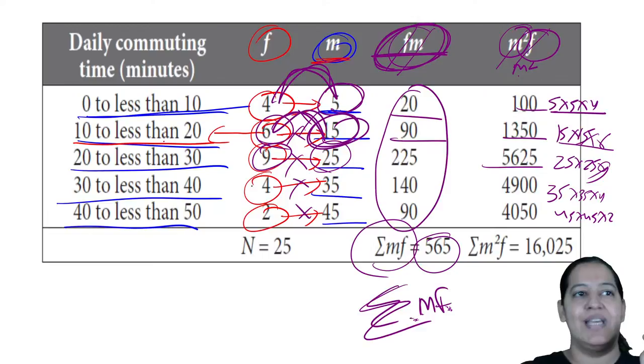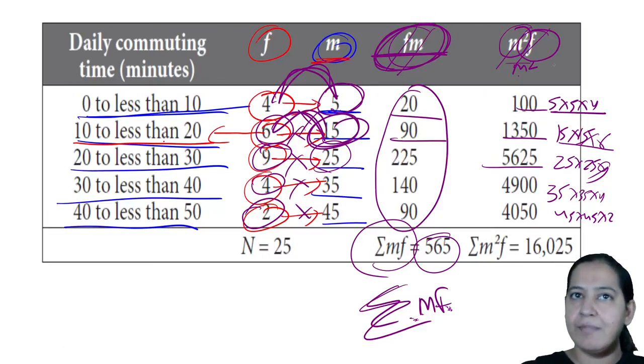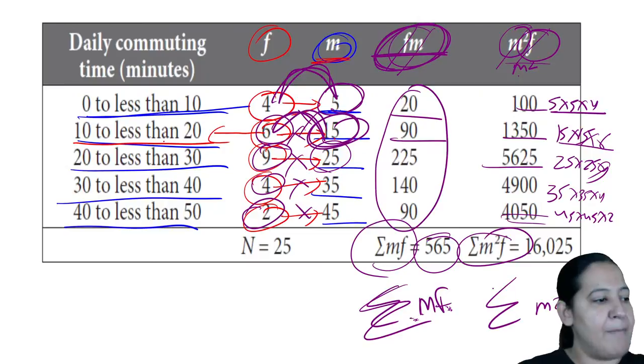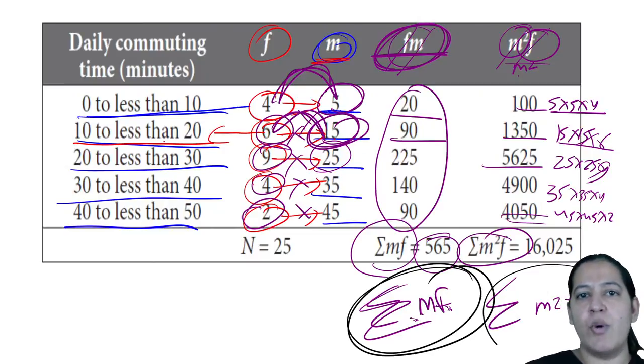You can see the frequency here. Done. So you can see the answers. So you calculate m square f and do the summation of that also. So the summation of m square f. So I have two values: the summation of mf and the summation of m square f.